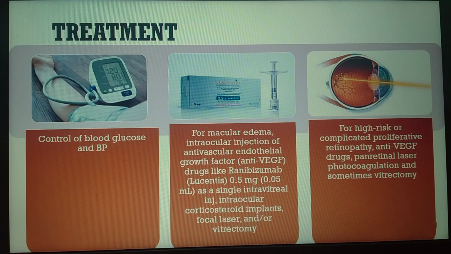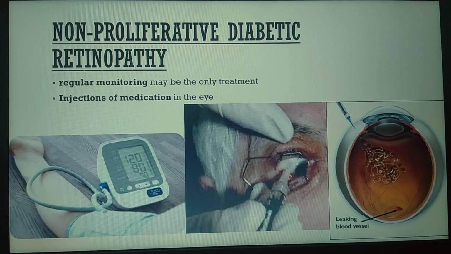For high-risk or complicated proliferative retinopathy, panretinal laser photocoagulation and sometimes vitrectomy can be used. For non-proliferative diabetic retinopathy, regular monitoring may be the only treatment, or we can add injections of medication in the eye. In the early stages of non-proliferative diabetic retinopathy, regular monitoring may be the only treatment.